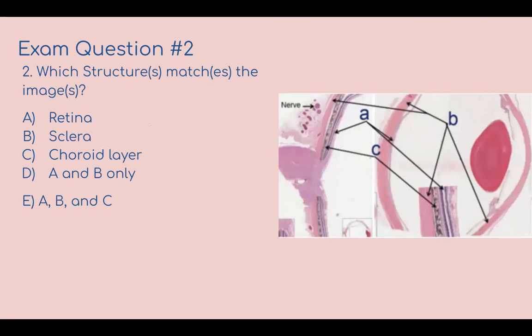For question number 2, which structures match the images? This one's going to be A, B, and C. Remember we said the sclera is the outer protection. Retina shows A and C, and the choroid layer shows C, where it's more blood vessel-y.